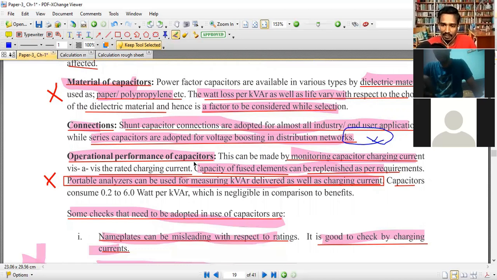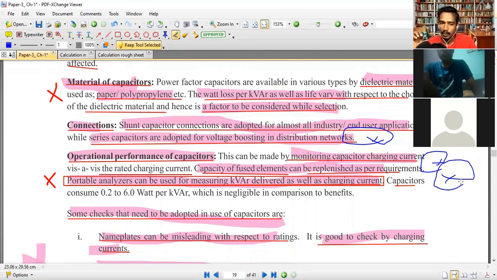Next is operation performance. Suppose you install the capacitor, you also need to measure the charging current, because if the charging current is higher, the capacitor bank will be damaged. So you need to fix a fuse, with a suitable rating, and the capacitor fuse element can be replaced as per requirement. Sometimes we need to use a portable analyzer to measure the kVAR delivery as well as the charging current.